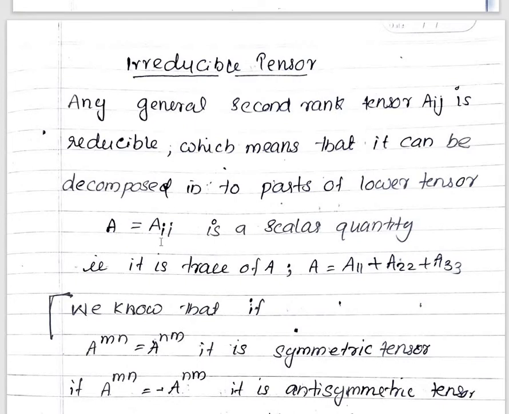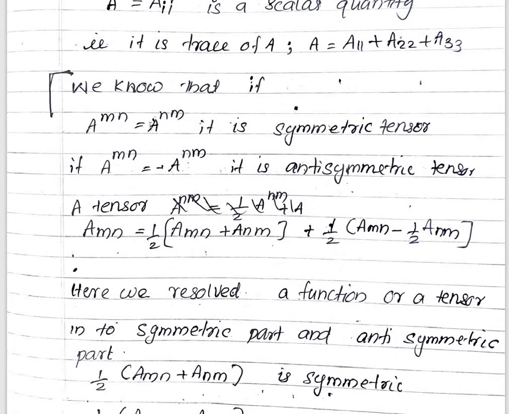What is Aii? The index i is repeated, so it is nothing but A11 plus A22 plus A33. In the case of a tensor Aij, A11 plus A22 plus A33 is the trace of the tensor Aij. So we know that if Amn is equal to Anm, then this is a symmetric tensor.